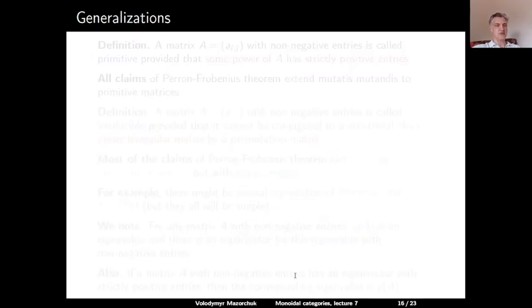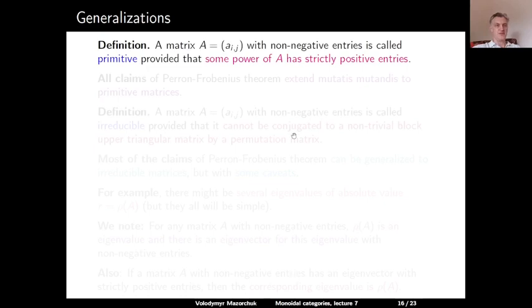Let us also mention some generalizations of the Perron-Frobenius theorem. Definition: a matrix A with non-negative entries is called primitive, provided that some power of A has strictly positive entries. And all claims of Perron-Frobenius theorem extend mutatis mutandis to primitive matrices.